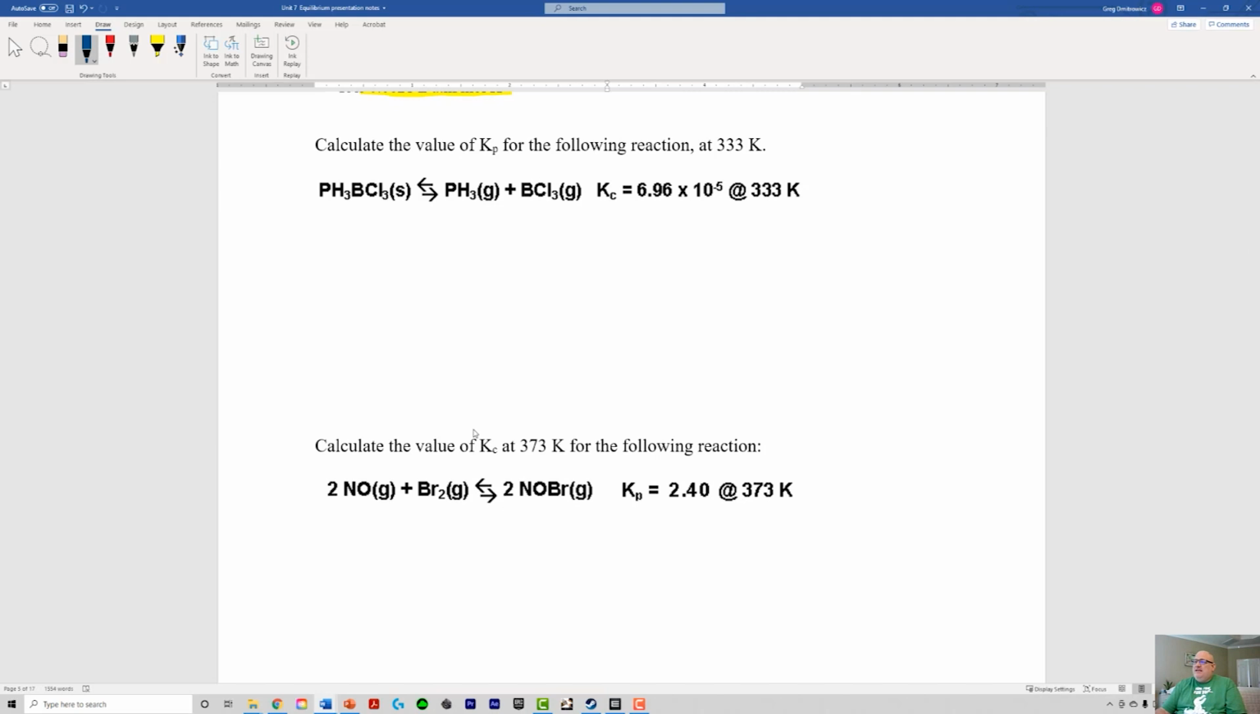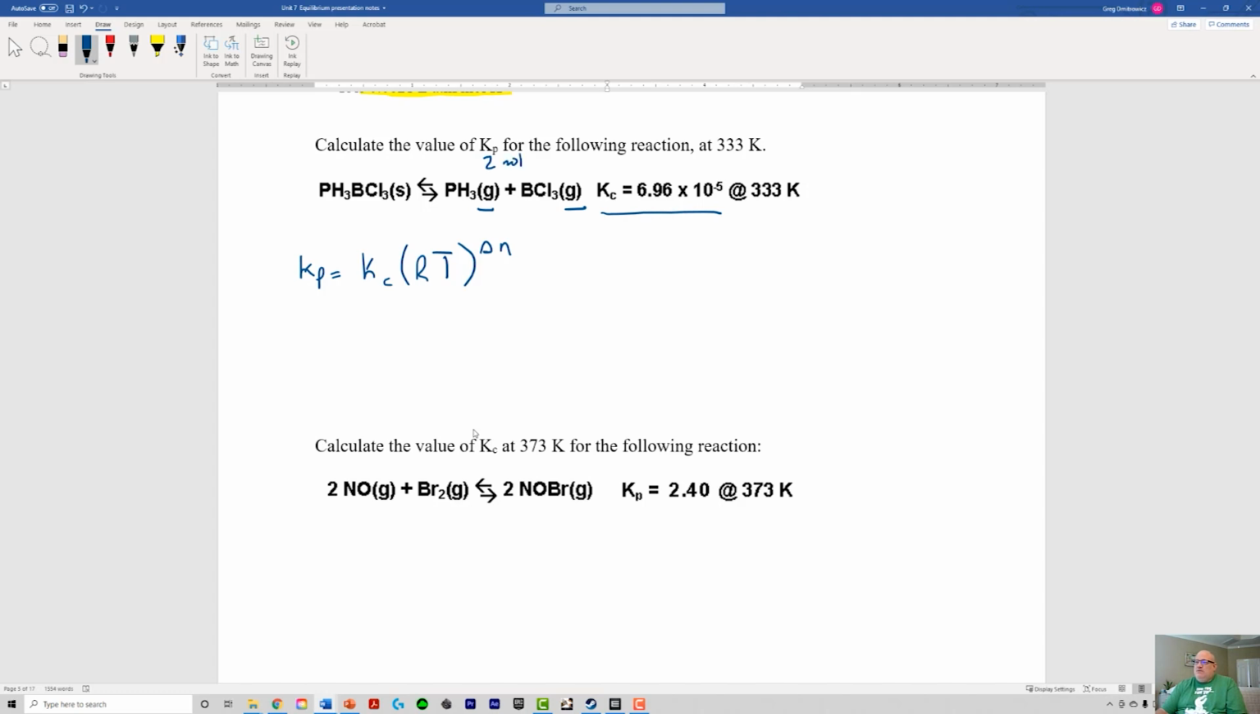For this Kp, they give us a Kc of this right here, right? So our overall equation is going to be Kp equals Kc(RT) to the change in n. Now let's talk about the change in n, because that's the most important thing. If you take a look here, we have a gas here and a gas here, and the coefficient in front of each of those is 1.